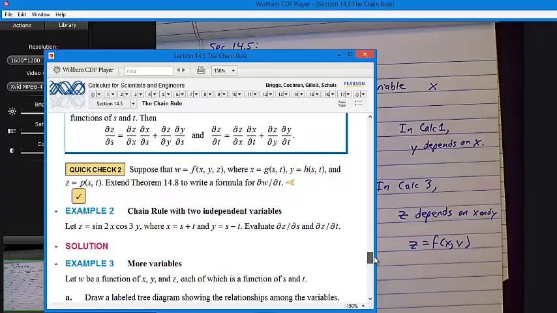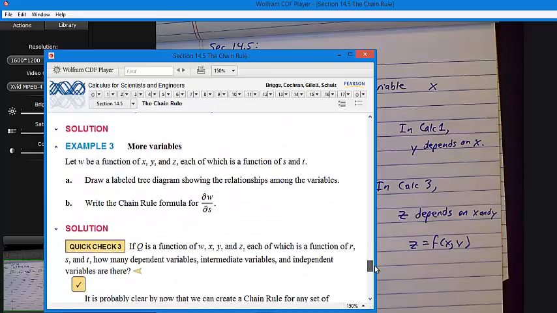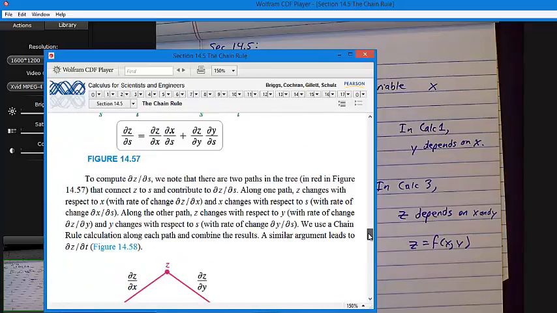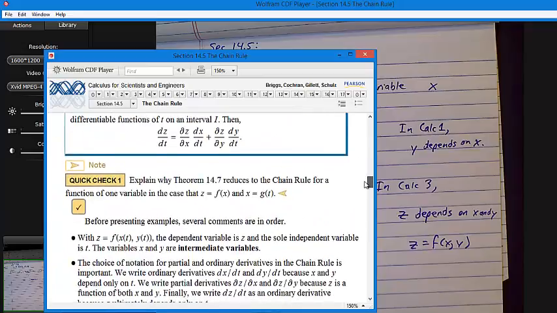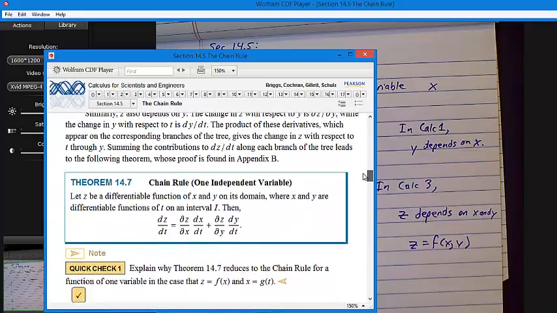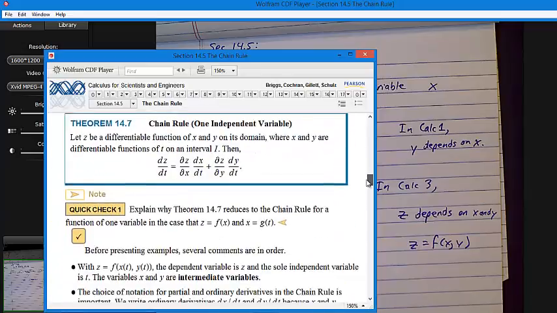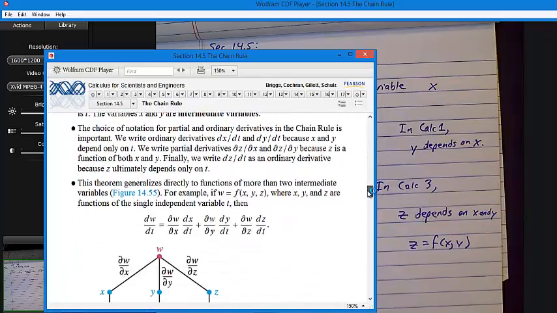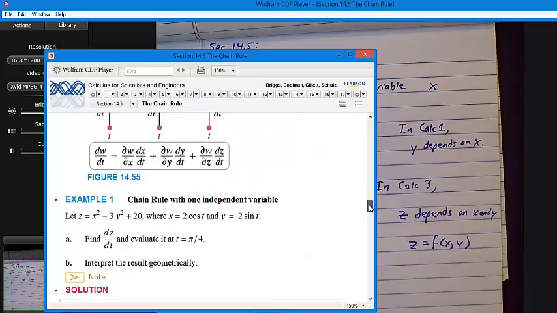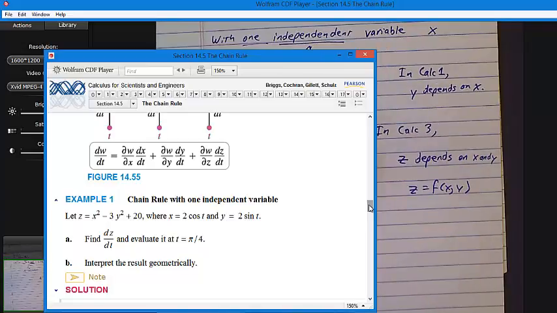Yeah? No, that's not what I want, guys. Okay, let's do an example. Here we go. Where'd that example go? Lost it. Chain rule with one independent variable. Here we go.